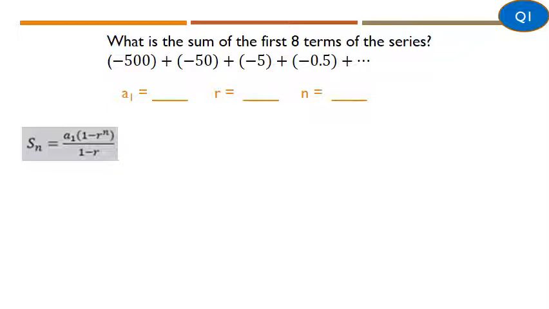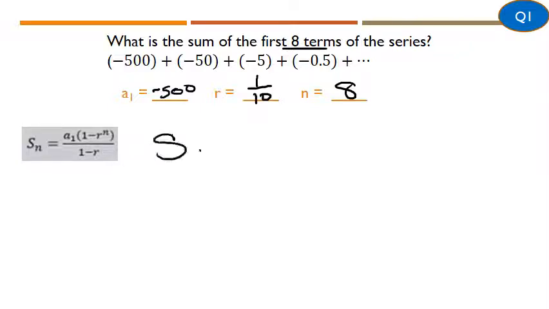What is the sum of the first 8 terms? Well, you have to find your a sub 1, and that is negative 500. Your r is what you're multiplying by. Notice you're dividing by 10, so your r is 1/10. Then your n is going to be 8. So your 8 means the first 8 terms. So plug it into your formula.